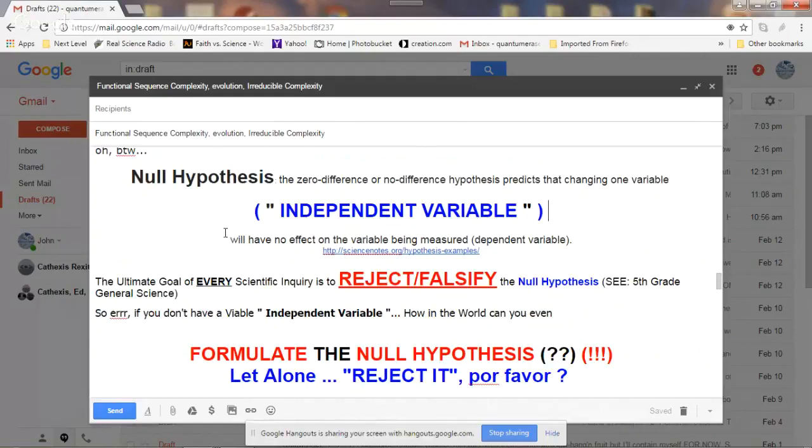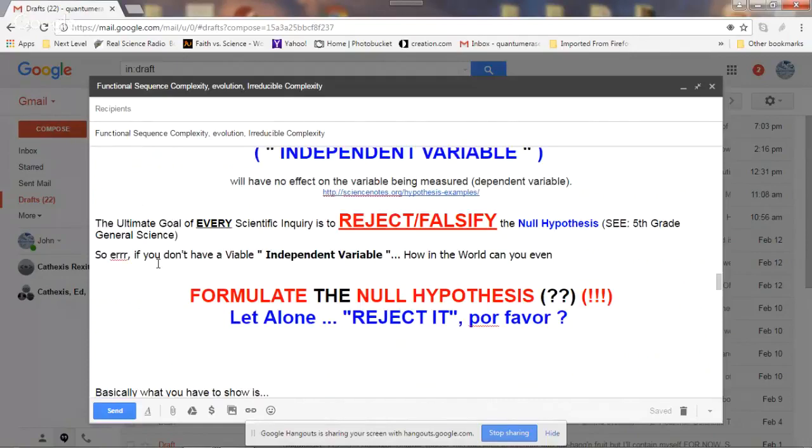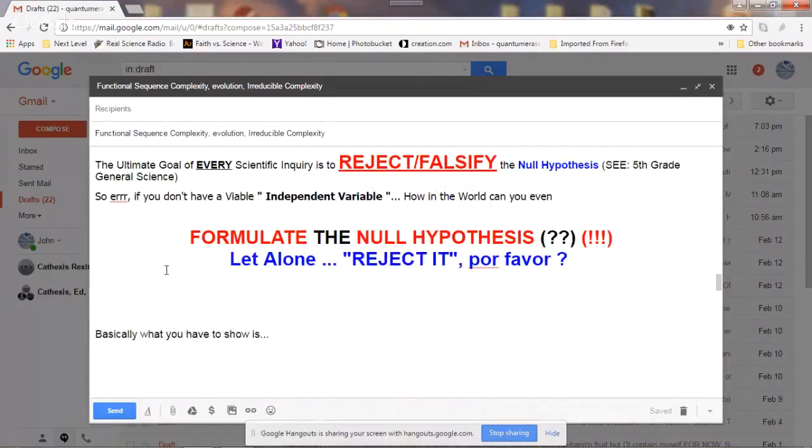So the ultimate goal of every scientific inquiry is to reject or falsify the null hypothesis. If you're unsure about that, call your 5th grade science teacher. So if you don't have a viable independent variable, how in the world can you even formulate the null hypothesis, let alone reject it, por favor? Sorry about that. I got a little fired up.